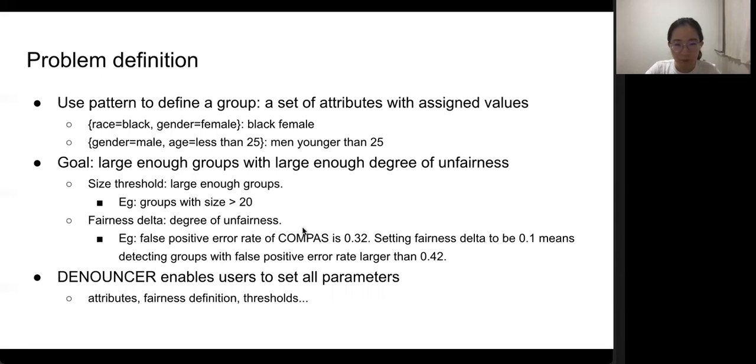For example, the false positive error rate of COMPAS is 0.32. We set the fairness delta to be 0.1 so that we want to detect groups whose false positive error rate is larger than 0.42. Our system allows users to set all the parameters by themselves.